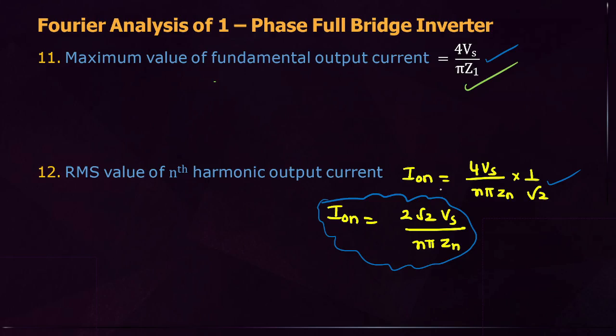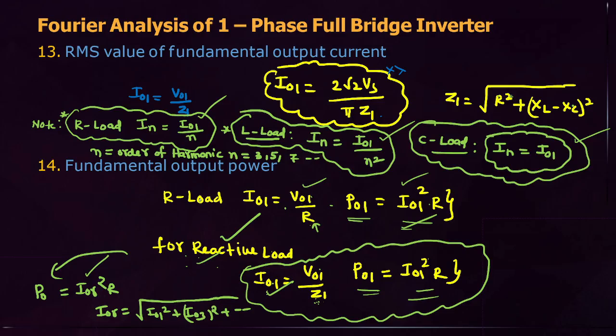What is the RMS value of nth harmonic output current? This is the RMS value of nth harmonic output current. What is the RMS value of fundamental output current? This is the RMS value of fundamental current that you have to concentrate on. But a point to remember: for resistive load, nth order harmonic current equals fundamental current by n.